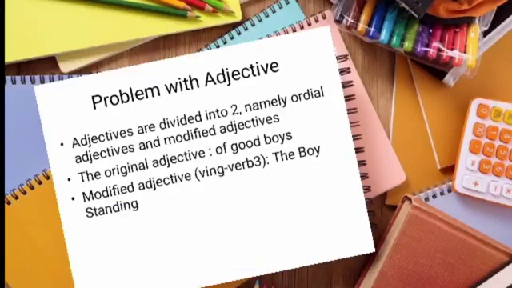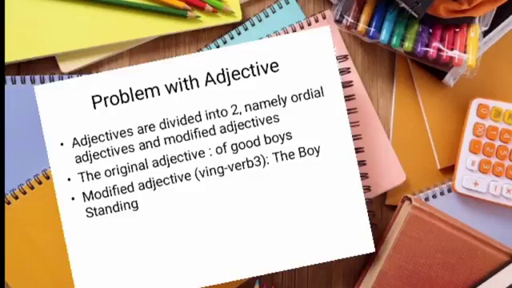Next, I have explained that adjectives are divided into two, namely ordinal adjective and modified adjective. Now, what is an ordinal adjective? The ordinal adjective is an adjective that always comes before the noun. For example, good boys, hot days. Good boys and hot days come before the noun, right? Good is an adjective and boys is a noun. And hot days: hot is an adjective and days is a noun, right?